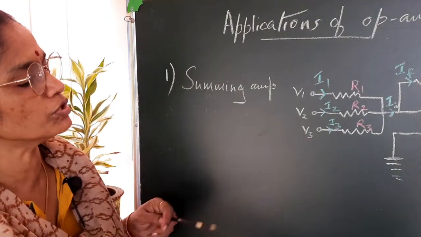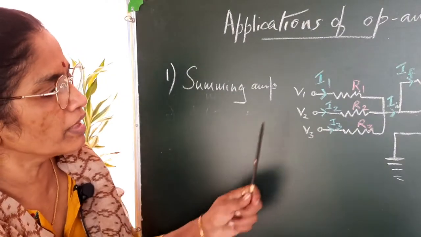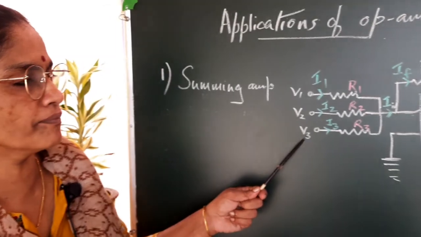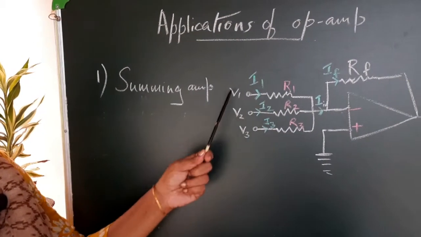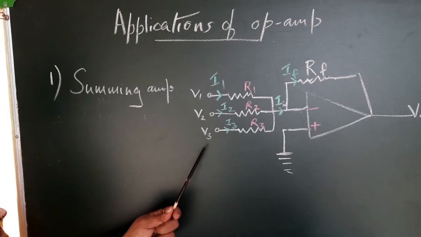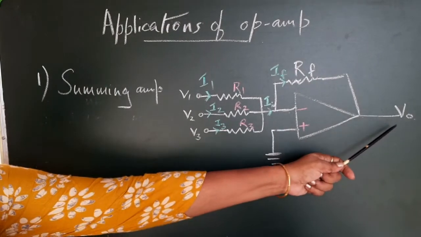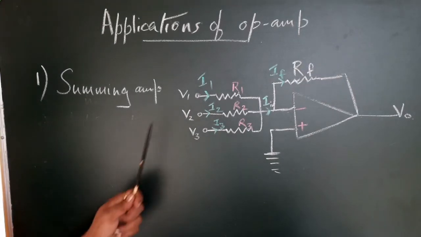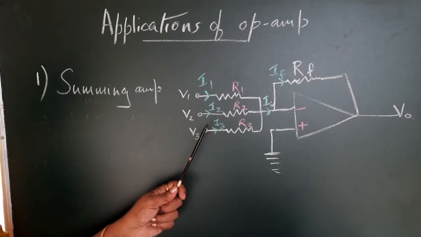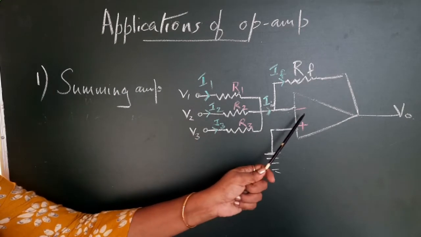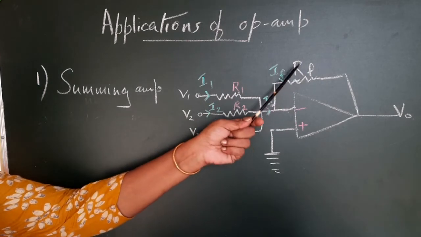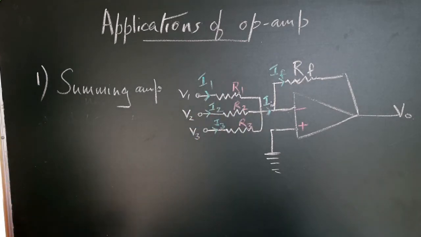This is a circuit of summing amplifier. You have got various voltages V1, V2 and V3. You have to add these voltages and you should get your output here corresponding to the sum of the inputs. So V1, V2, V3 are the inputs and that is applied to the inverting terminal of the op-amp. This is the feedback resistor RF. So let us see what is the situation.